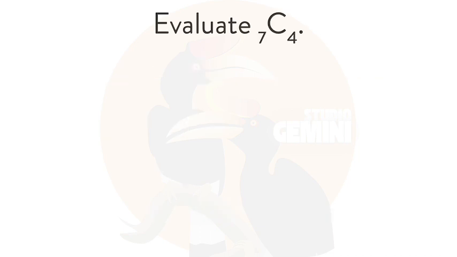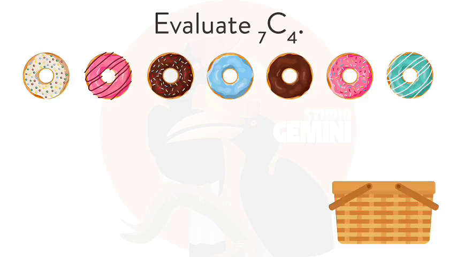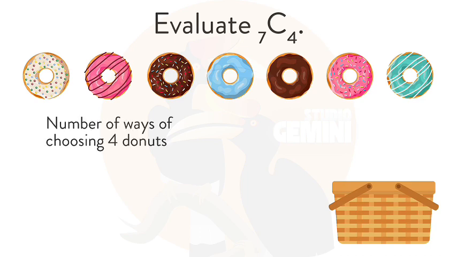Let's find 7C4. 7C4 represents the number of combinations when you have 7 objects and take 4 of them. To help us think this through, let's imagine we have 7 donuts and we're choosing 4 of them to put in a basket to bring on a picnic. In this case, order doesn't matter. Each donut that is selected is put in a basket. Let's calculate the number of ways of choosing 4 donuts out of 7.